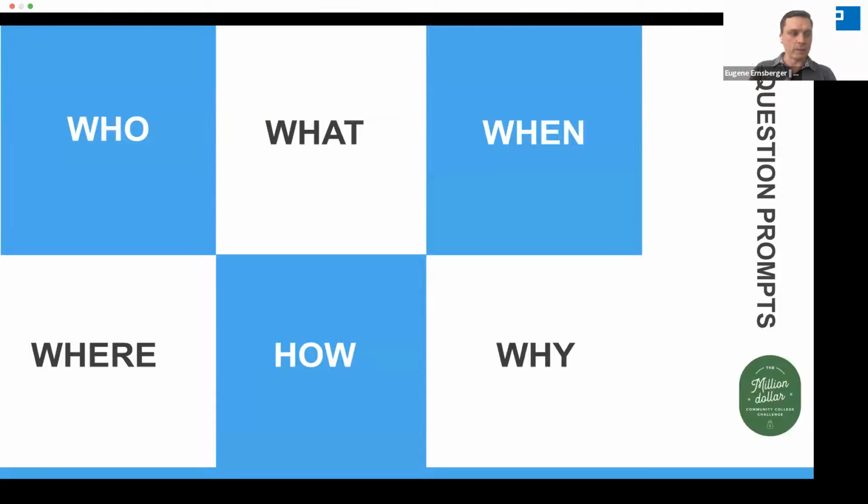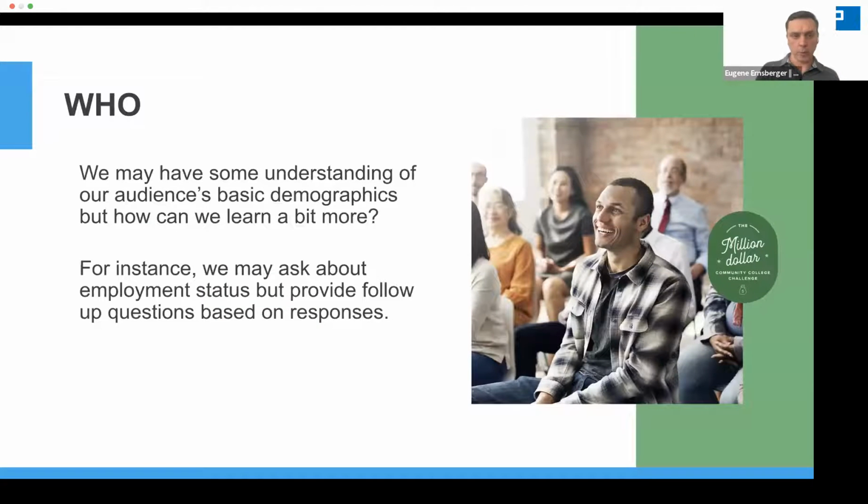Those are very big, open questions. So for me, it's helpful to have a framework for getting started. I think of this in terms of who, what, when, where, how, and why. These aren't rigid in any way. It's just a prompt to get me started in thinking about what I want to know. So when I'm considering who, I might think about the basic demographics that we already know, but want to go a little bit deeper on.